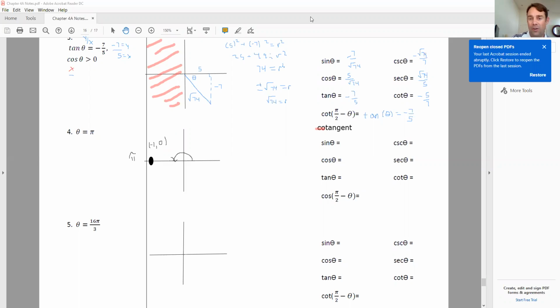So this one I can actually go ahead and use my ratios from the unit circle. So sine would be 0, cosecant would be 1/0, which is undefined. Cosine was -1. The reciprocal of -1 is -1. Tangent is y/x, so 0/-1, that would be 0. Cotangent then would have been -1/0, which we cannot have, so that would be undefined.